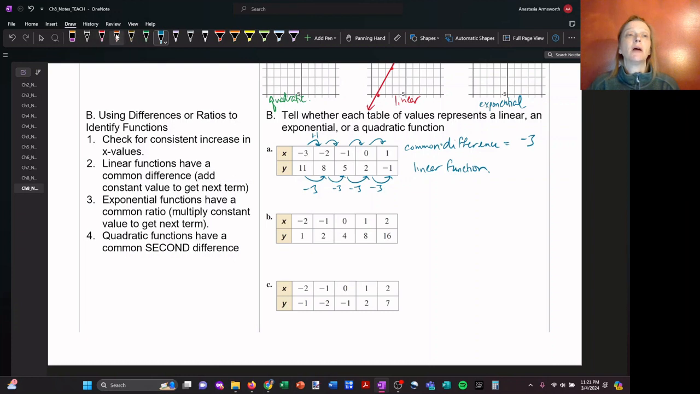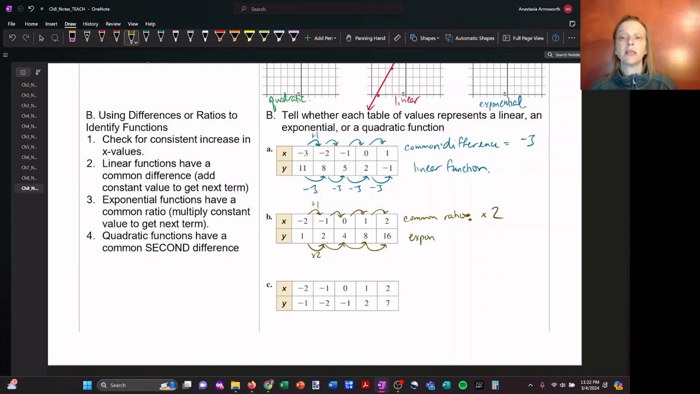Next example. Here, what seems to be happening, first, let's check the x values. I'm increasing by 1, increasing by 1, increasing by 1, increasing by 1. So yes, there's a regular pattern to my x values. Let's look at what's happening with the y values. Maybe I'm adding 1. Okay, I'm definitely not adding 1. I seem to be multiplying by 2. So here we have a common ratio. The common ratio is times 2. And so this is going to be an exponential function.